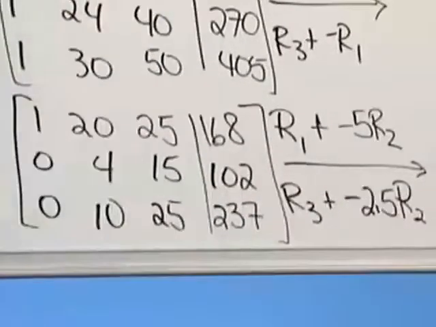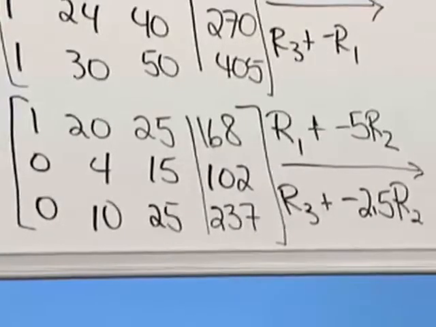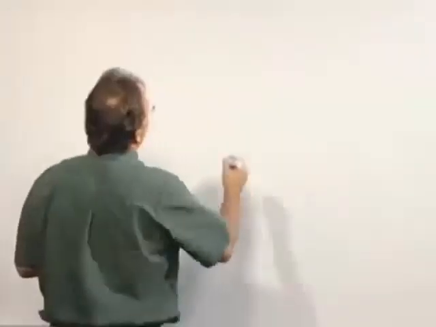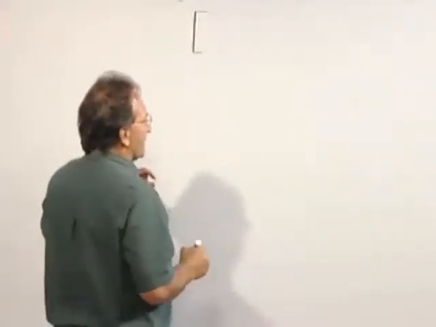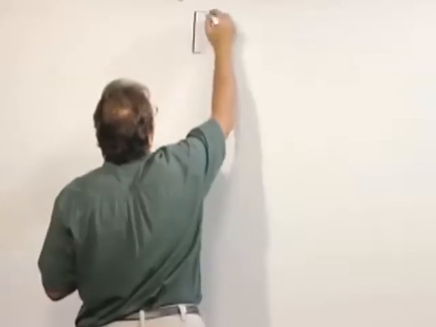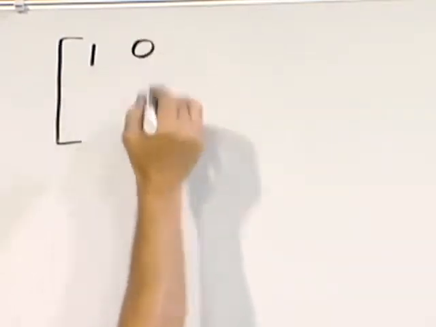Okay, so let's write the matrix with those operations, and I will do that at the top of the next pane. So what we would have for our next matrix is taking row number 1, it would be 1 minus 0 is 1. Then we would have 20 minus 5 times 4, so 20 minus 20 is 0. Then we would have 25 minus 5 times 15, or in other words, negative 50.